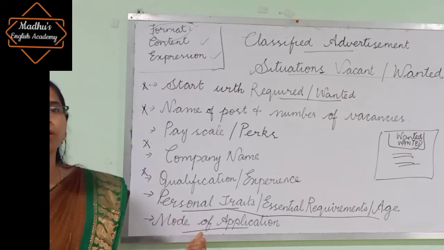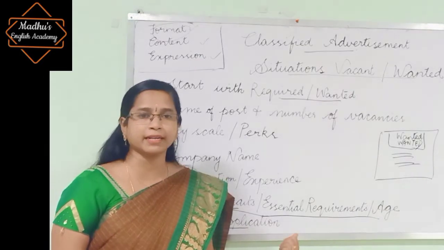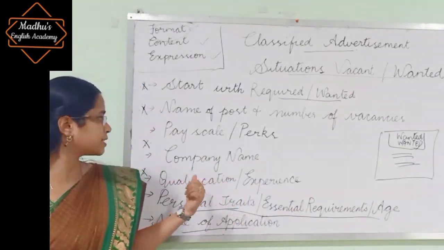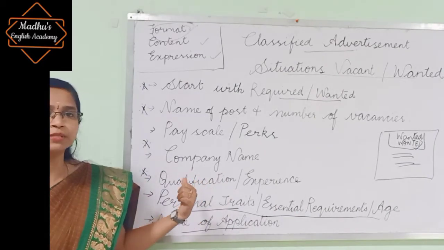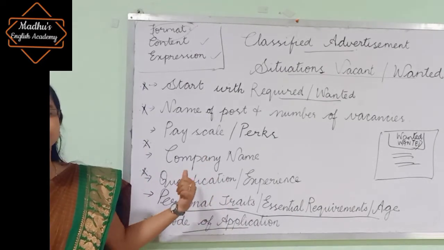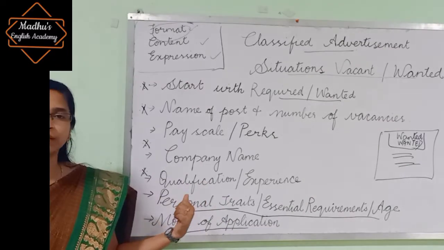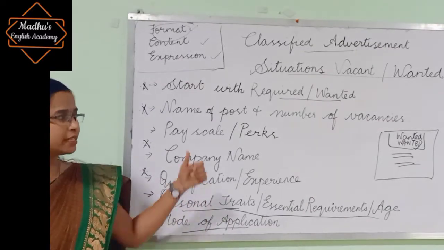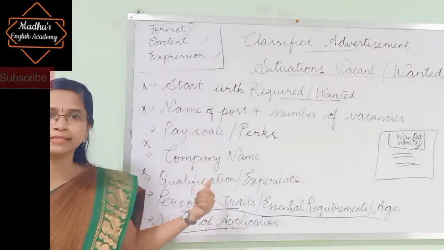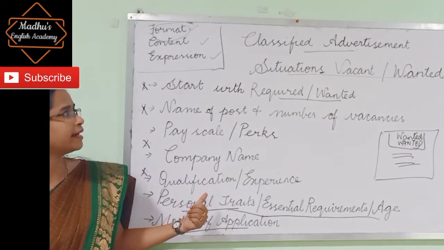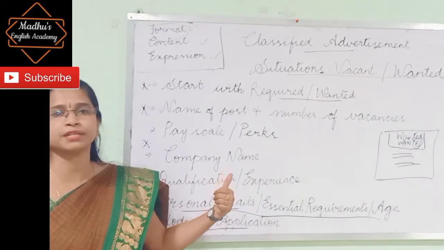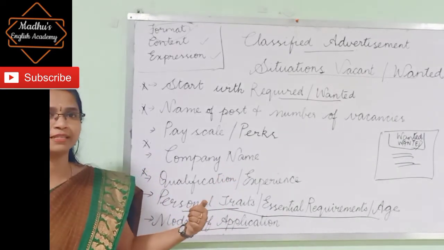And in a few questions, they would have given the contact number of the recruiter. Recruiter is a person who is giving the job, who is looking for a person for his concern or company or organization. So if the contact number of the recruiter is given, you should mention it. So these are all the very important things which you should remember while writing situations vacant or situations wanted kind of advertisement.